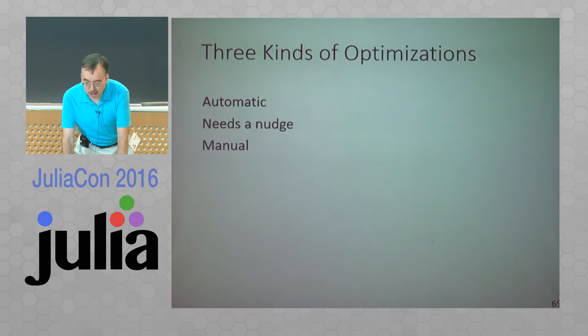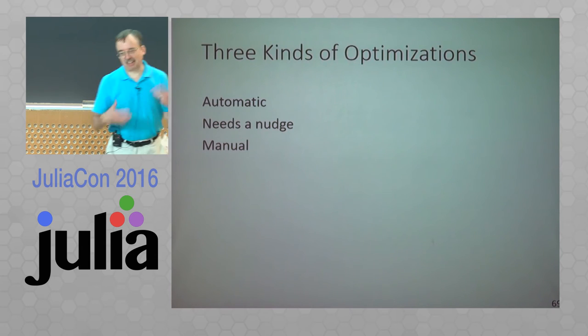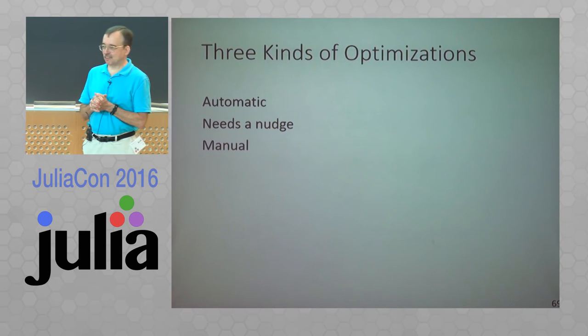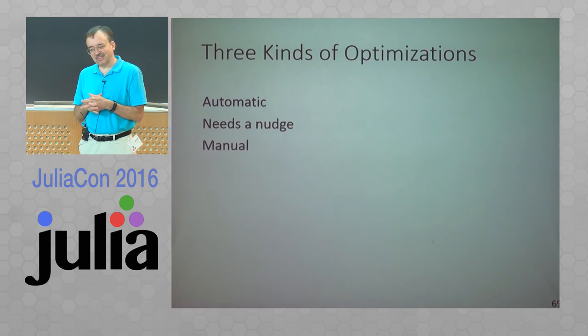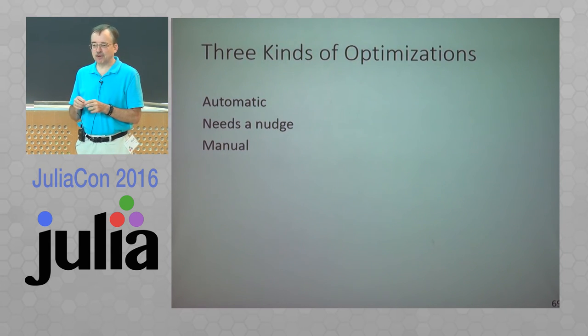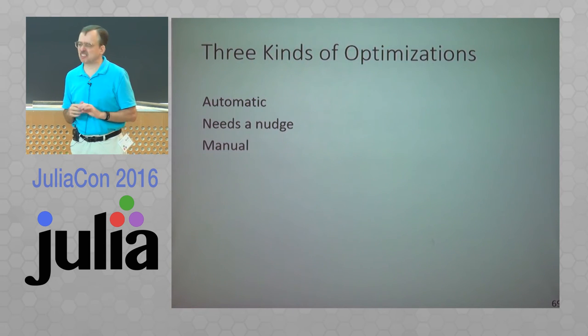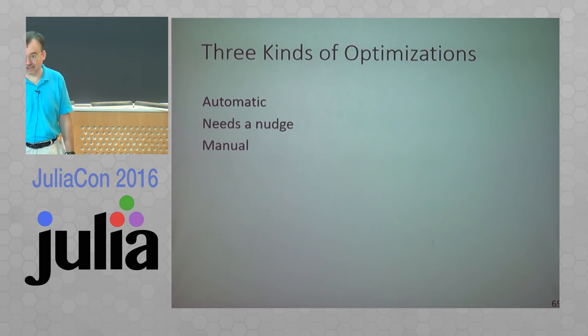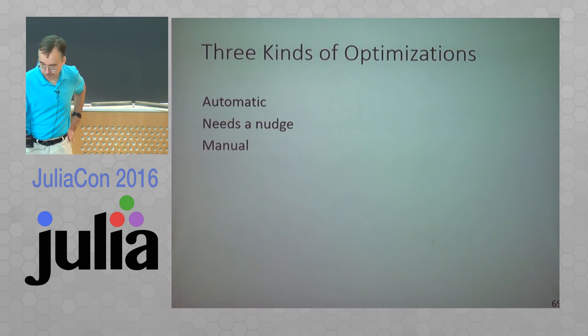So there's three kinds of optimizations. There's automatic, where the compiler just does it and you don't have to think about it. That's nice. Then there's kinds where it wasn't quite automatic, but if you give the compiler a little nudge or remove a little nit that was getting in its way, it takes care of the rest. And then there's the manual stuff, where you have to do it yourself and uglify your code to some degree.